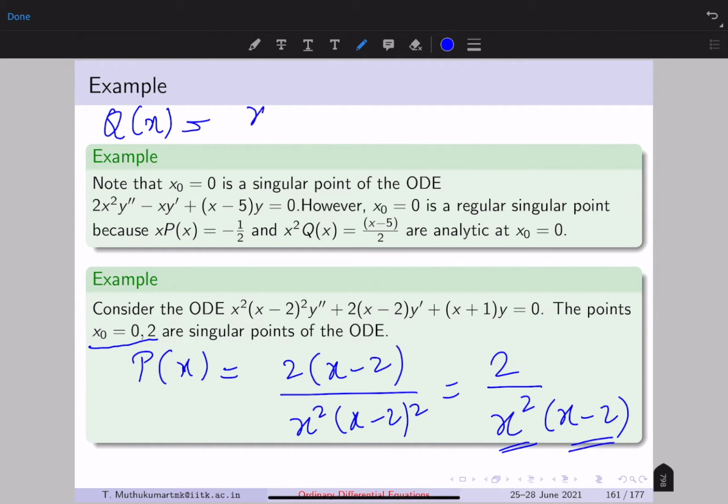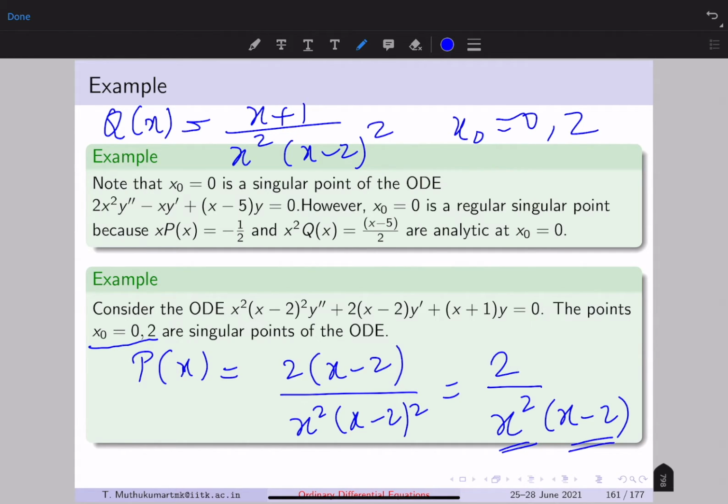Q is x plus 1 over x squared times x minus 2 squared. Okay, so here again you have x naught equal to 0 and x naught equal to 2, both are singular points for this P and Q.